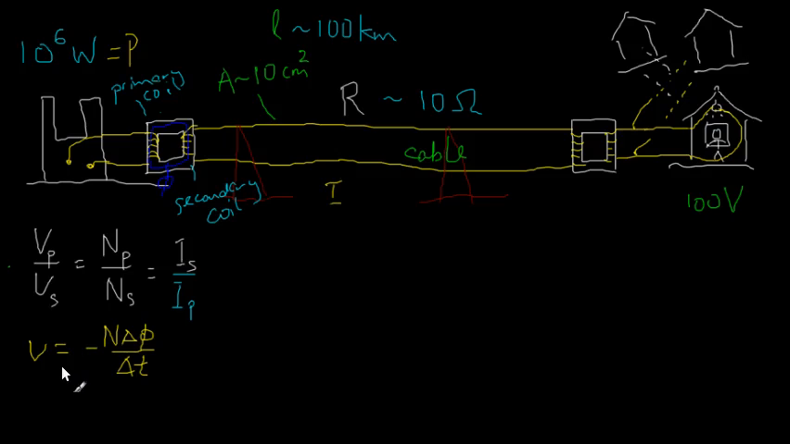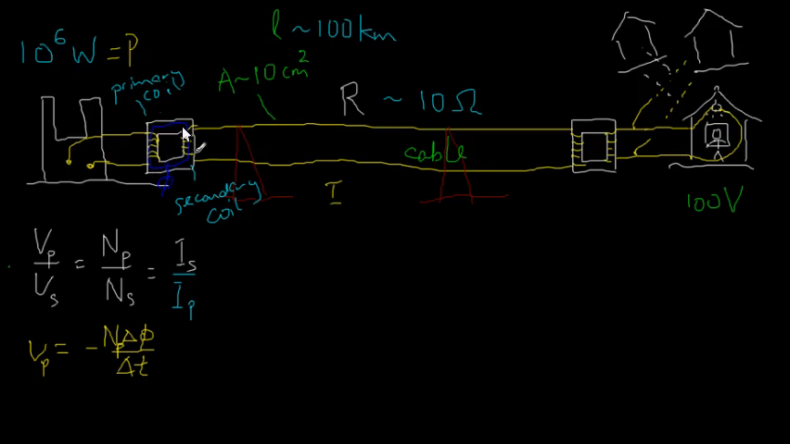Okay. So I can write down this equation for both the primary coil and for the secondary coil. For the primary coil, the V here would be the V primary, the voltage that goes in here. The N would be the number of turns in the primary coil down here. And flux will be the flux produced by the current in the primary coil.